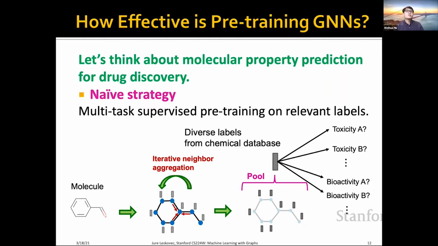A very naive strategy is multitask supervised pre-training on relevant labels. This means that, for example, in a chemical database, we have experimental measurements of various toxicity and biological activities of a lot of molecules. We can first pre-train GNNs to predict those diverse biological activities or toxicities. Then we expect the GNN parameters to capture some chemistry domain knowledge, and we can transfer those parameters to our downstream task.